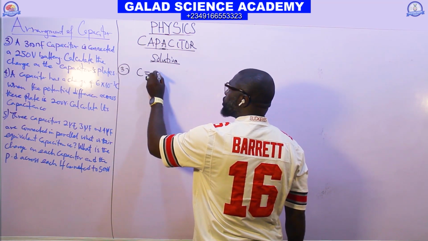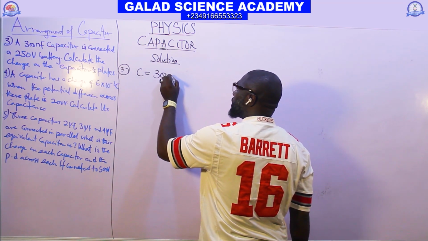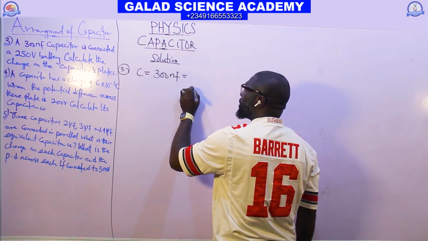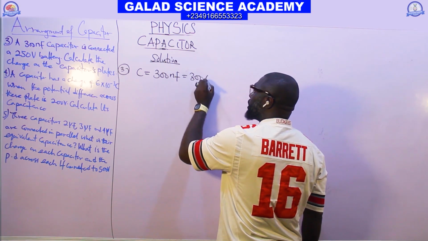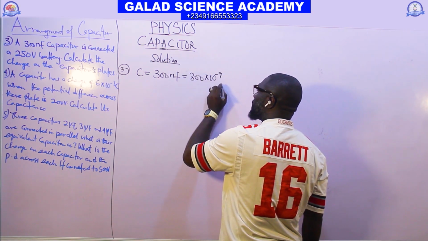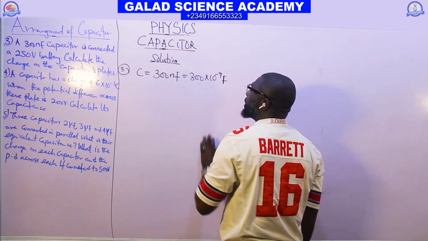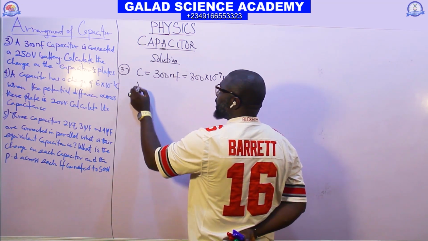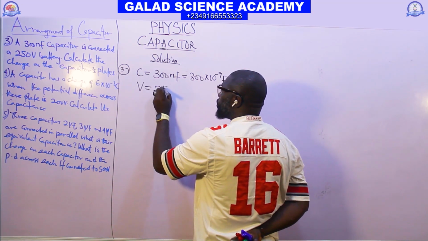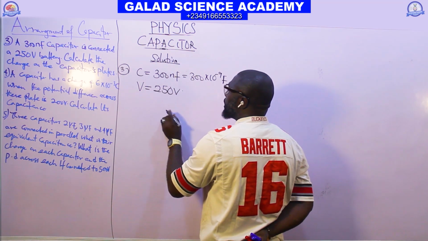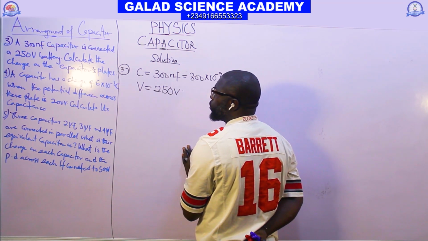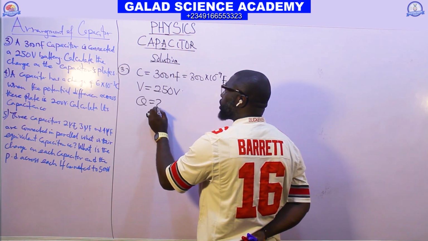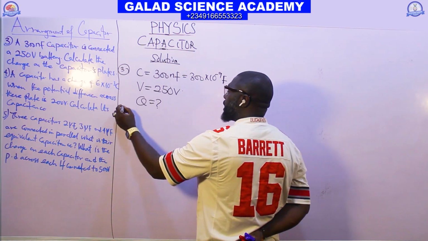We are given C, which is 300 nanofarads, which is 300 multiplied by 10 raised to the power of minus 9 farad. Nanofarad is derived from microfarad, and the potential difference is 250 volts. The charge Q is unknown.